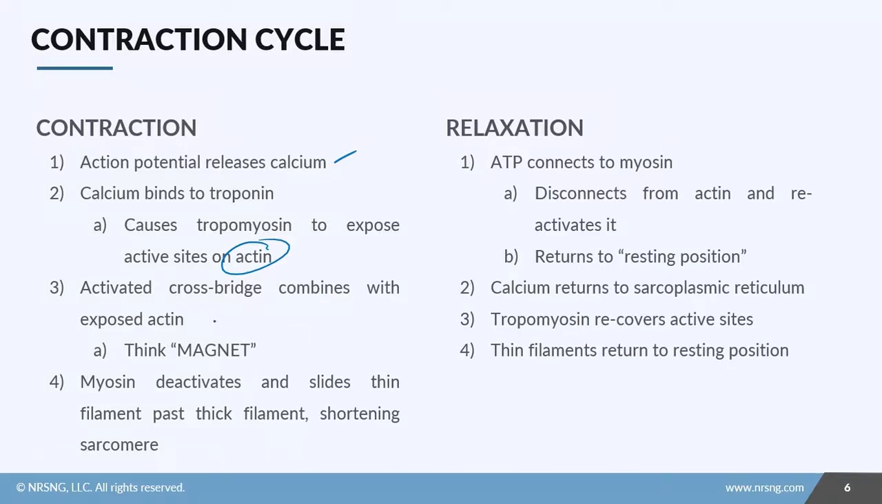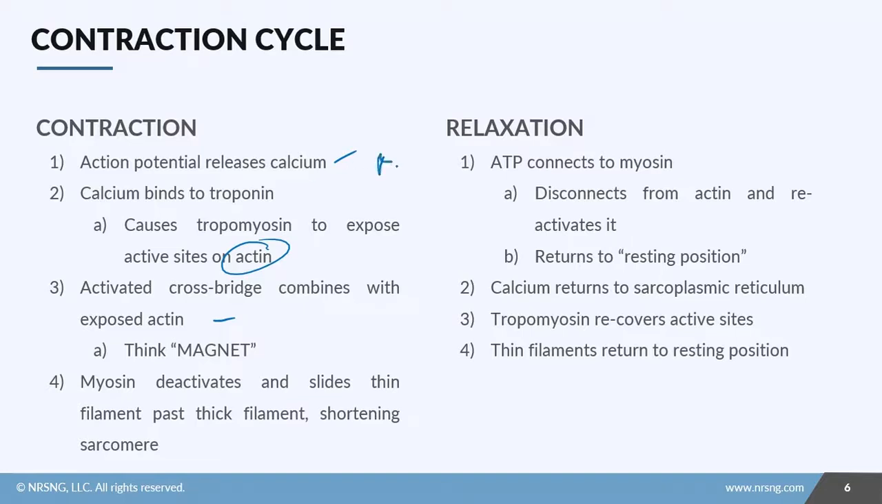What that essentially means is that the myosin then has a way to attach, or that the myosin head attaches to the actin and then basically binds to it. And then the myosin deactivates and slides the filament over, and that shortens the sarcomere. So we'll go through it again.